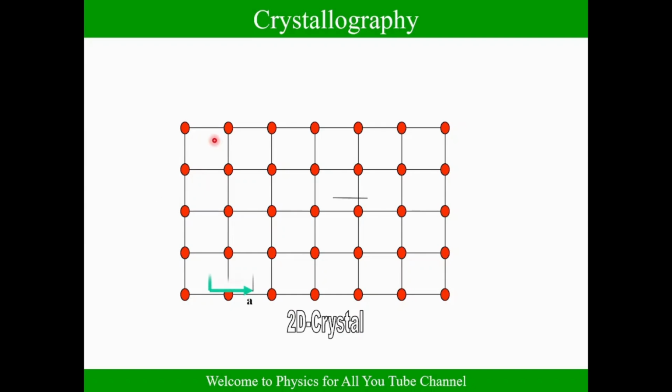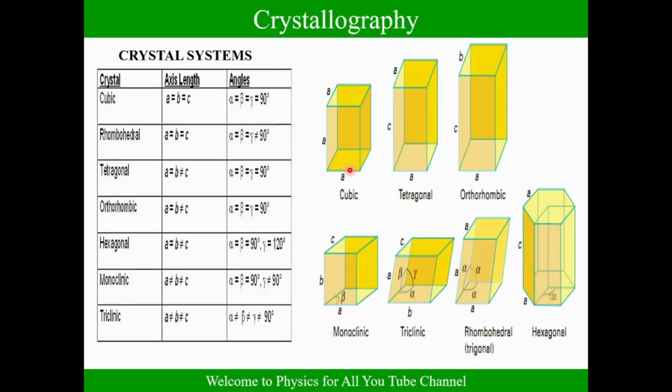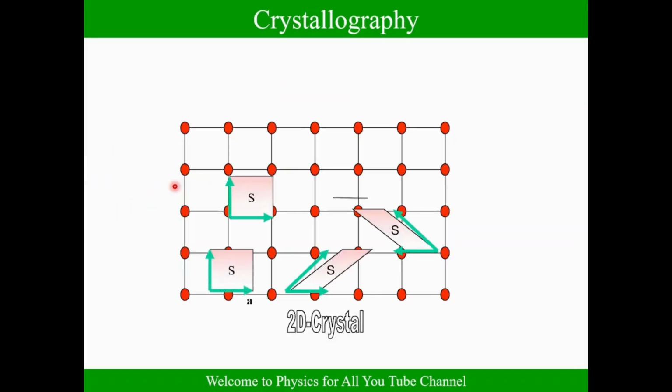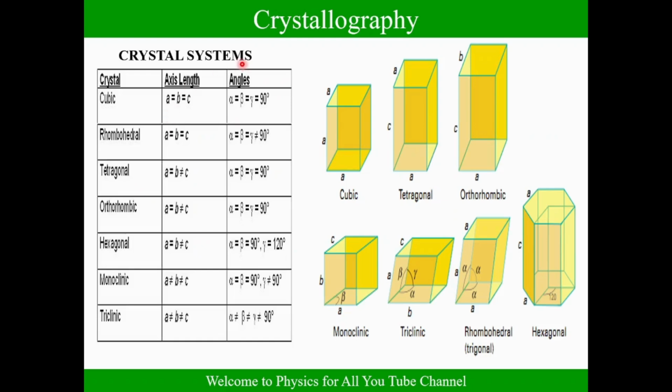Now this is a two-dimensional crystal. Here all atoms are uniformly arranged along the x-axis and y-axis. This is a periodic arrangement of all atoms. Depending on the lattice parameters of the unit cell, we can categorize unit cell shapes into 7 shapes. These 7 shapes are commonly called crystal systems.